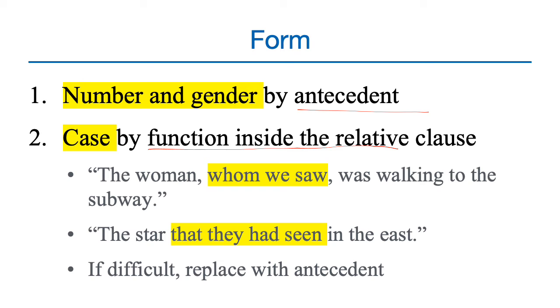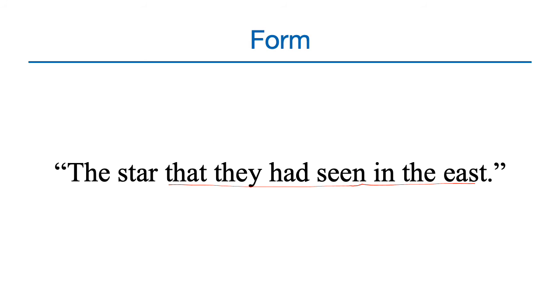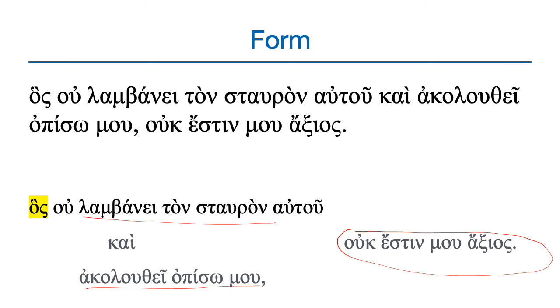By the function. When you say, "The woman whom we saw was walking to the subway," or walking to the market, whom agrees with woman, and the case and gender thing will be more clear in the Greek than it is in the English. "The star that they had seen in the east," that is a relative clause. We've looked at that, but let me show you the Greek.